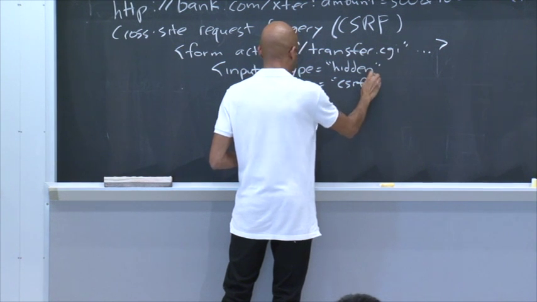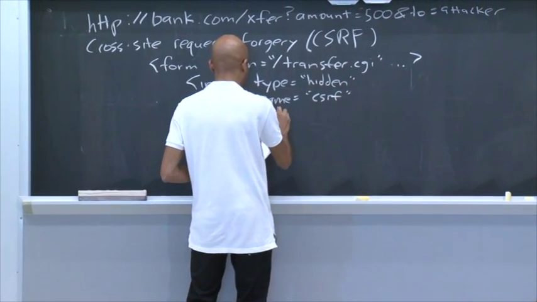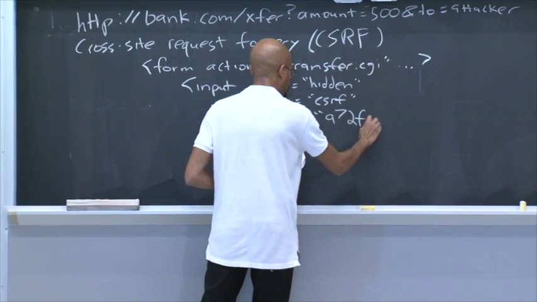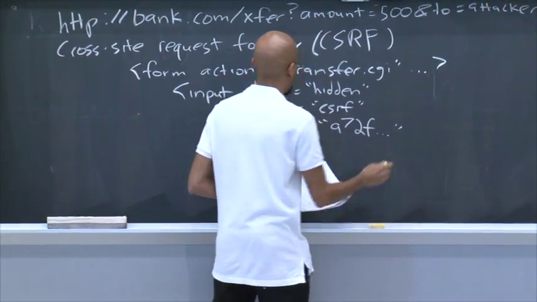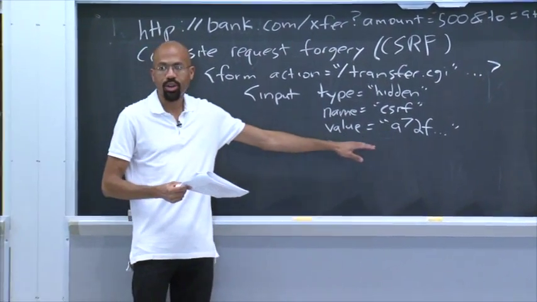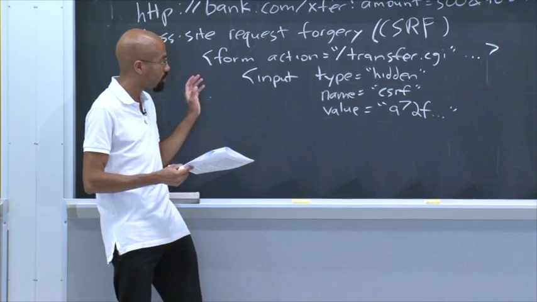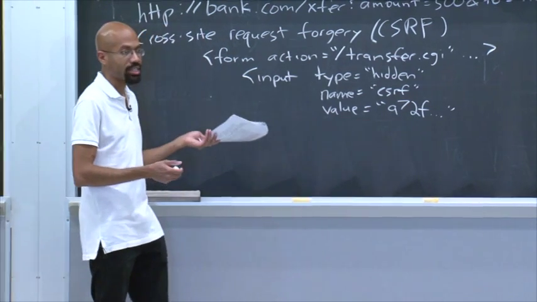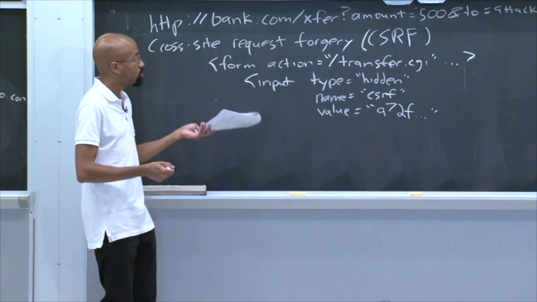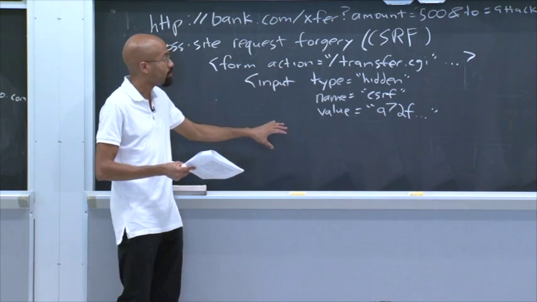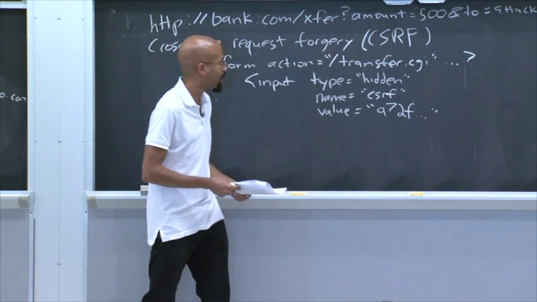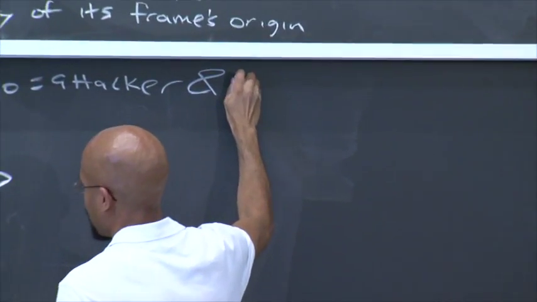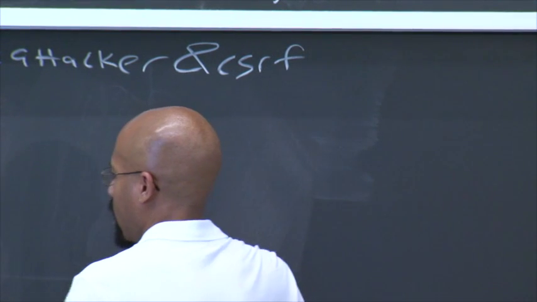We'll call it CSRF. And then we'll give it some random value, A72F, whatever, right? And so remember, this is generated on the server side, right? So when the user goes to this page, on the server side, it somehow generates this random token here, right? And embeds that in the HTML that the user receives. So when the user submits this form, then this URL that we have up here will actually have this extra thing up here, which is this token here.